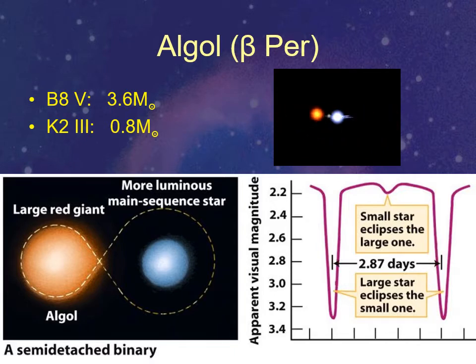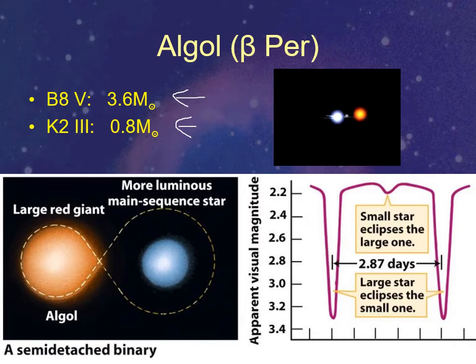Now, the odd thing here is that we have found that we have two stars here. The primary star, which is the brighter one, is a B8 main sequence star, a very hot, very bright star. The secondary star is a K2 giant star, so a red giant. Now, the size of the star does not really have a whole lot to do with the mass of the star.